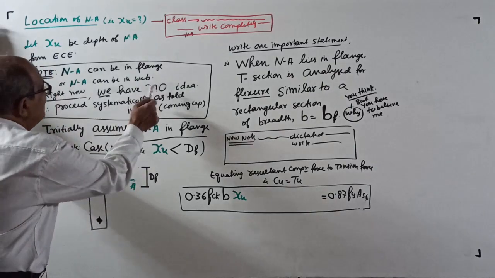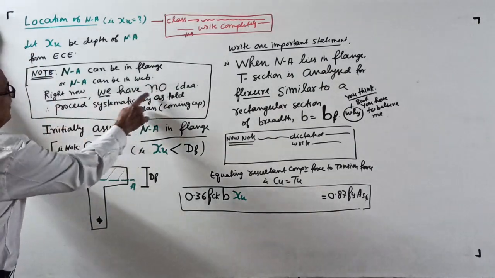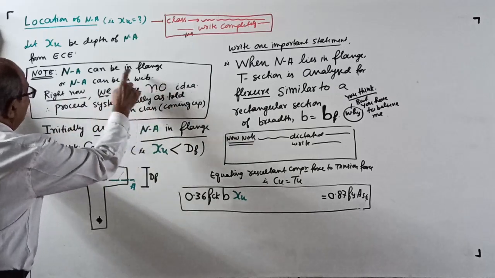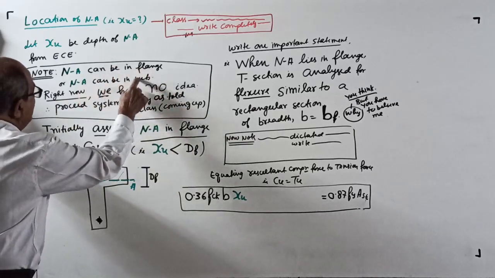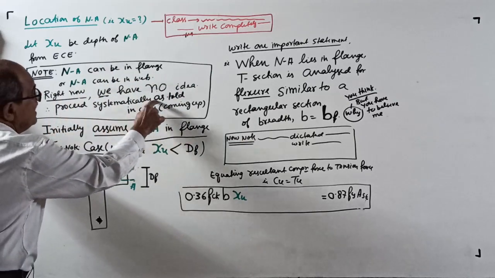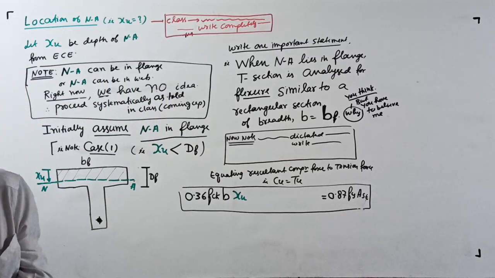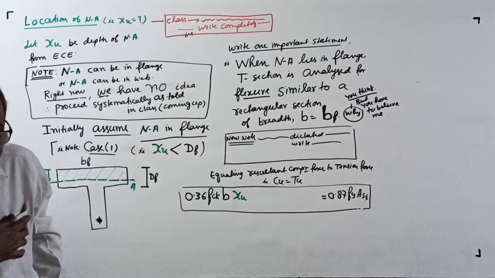Okay, we have no idea. But right now, we have no idea about what? Whether the neutral axis comes in the flange or the web. Right now. Therefore, proceed systematically as told in the class. You proceed systematically as I am going to tell in the class.